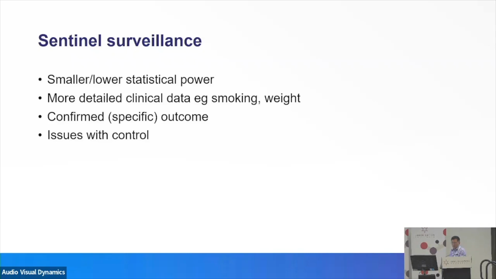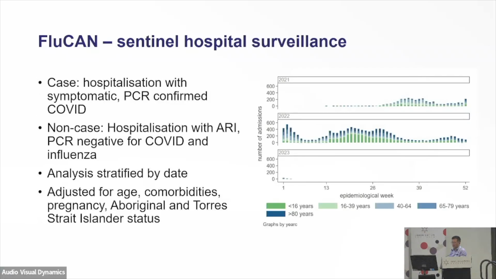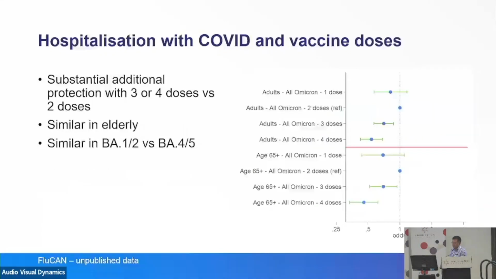There can be issues with the control, so you can't always work out, if there's a control group, what population does that represent? It's a population that are likely to be hospitalized, but you can't easily define what that cohort is. So an example is the study that we've been running for flu, but now adapted to COVID, where we've adapted case definitions for cases and non-cases, or test negative design, with the analysis stratified by date and then adjusted for various factors.